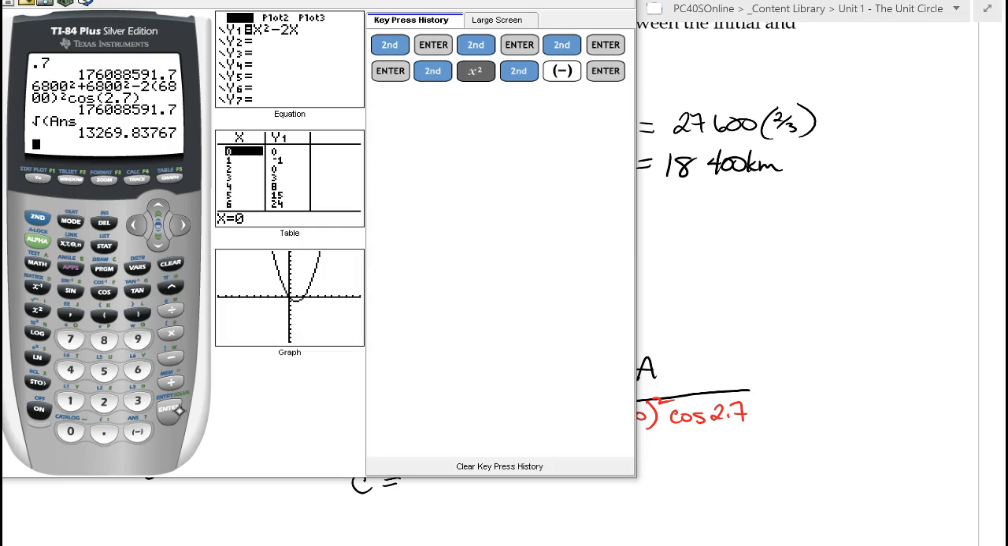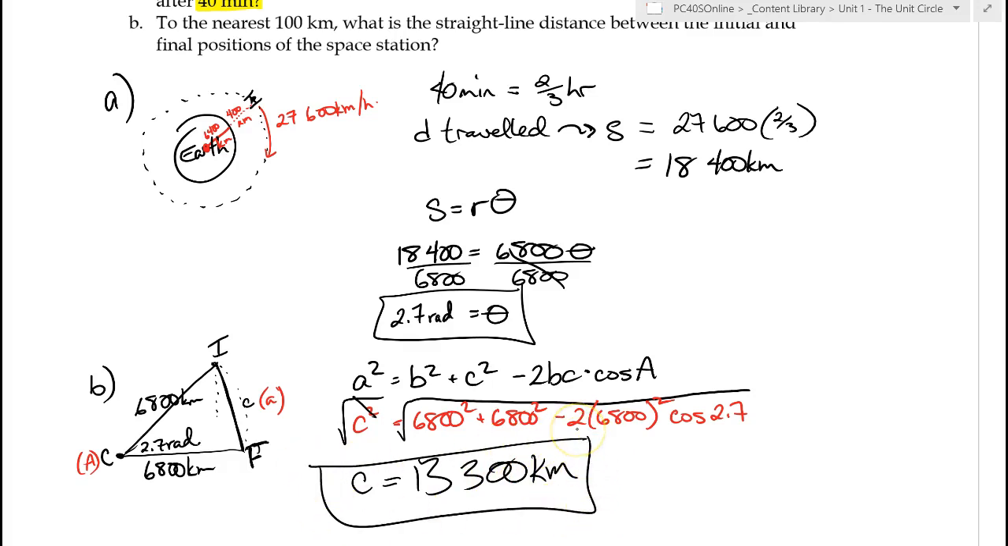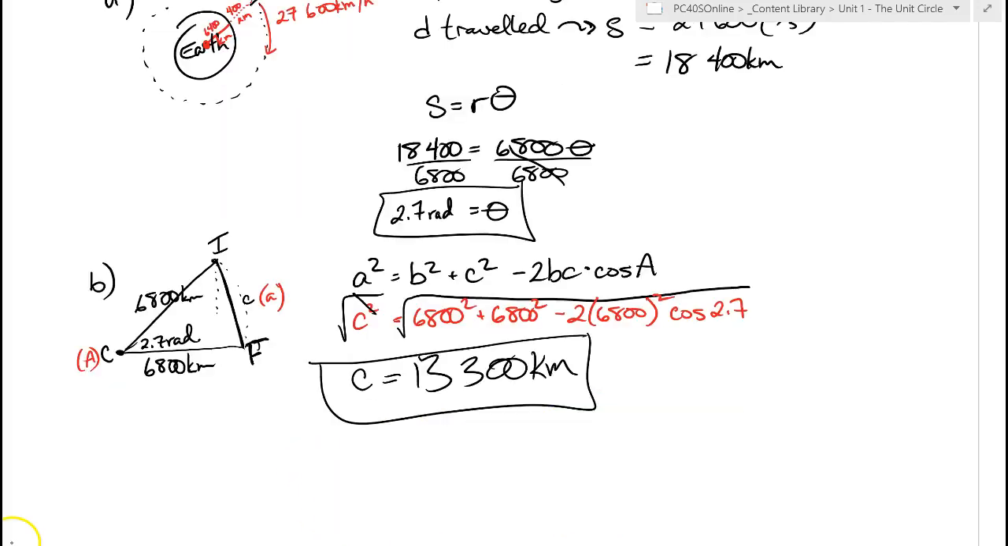13,269 point whatever. But the question asks us to round to the nearest 100, so really my answer is going to be 13,300 kilometers. And there we go. That's my answer.